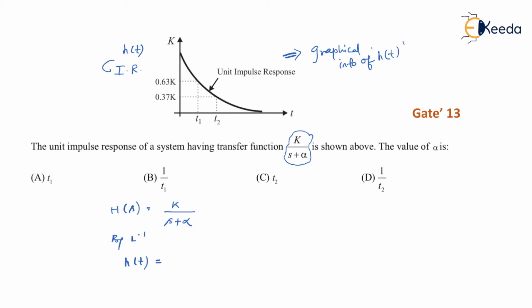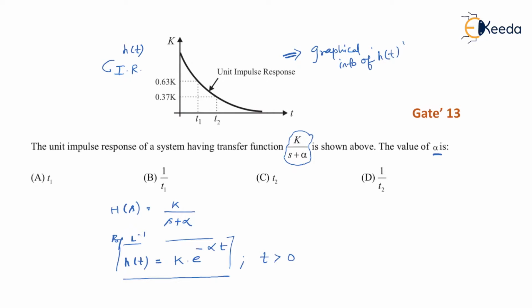And now what I'm getting is also h of t, that is impulse response, but I'll get a mathematical expression. So h of t, by inverse Laplace, I can write k times e to the power minus alpha t times u of t. Even if I don't specify u of t, I can write that it is valid for t greater than 0. So this is the value of h of t that we have. What they are asking is the value of alpha.